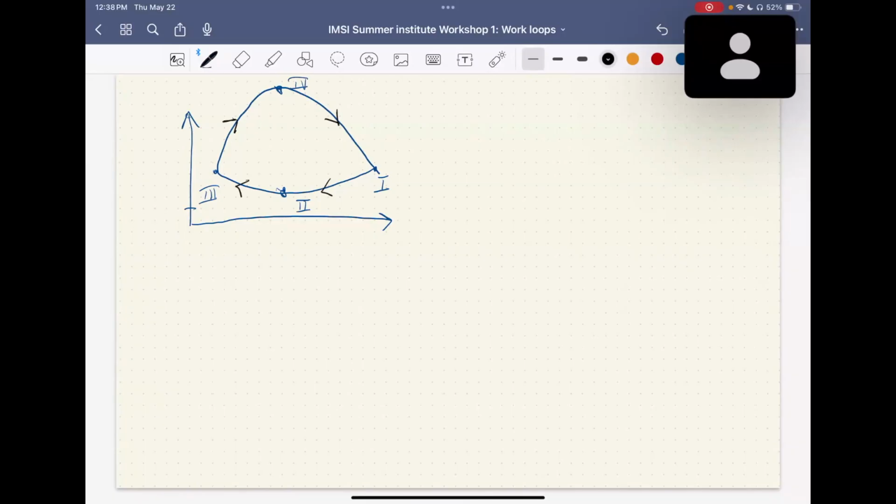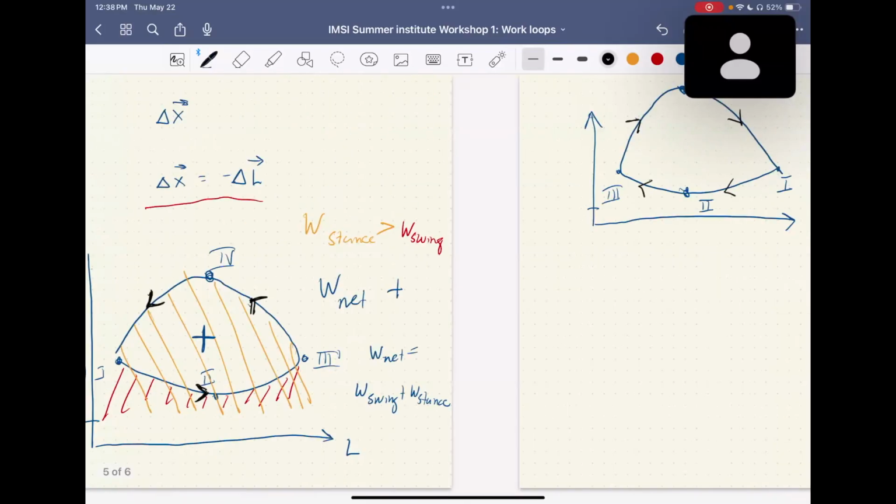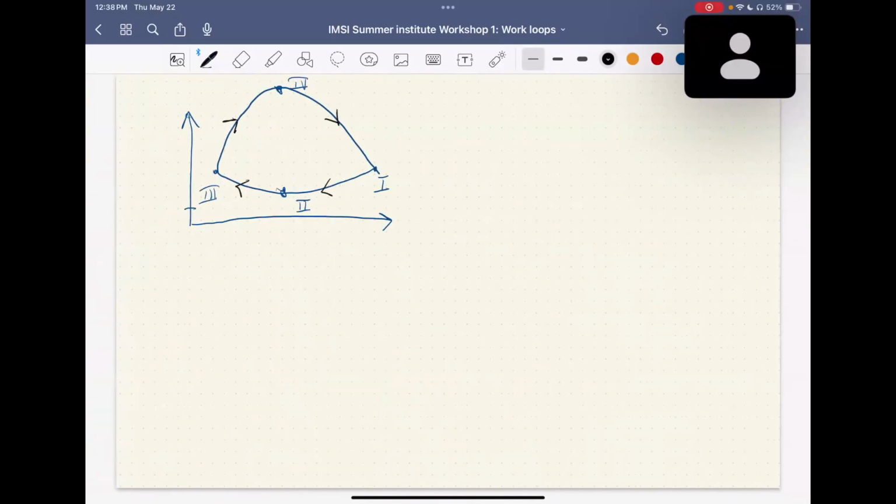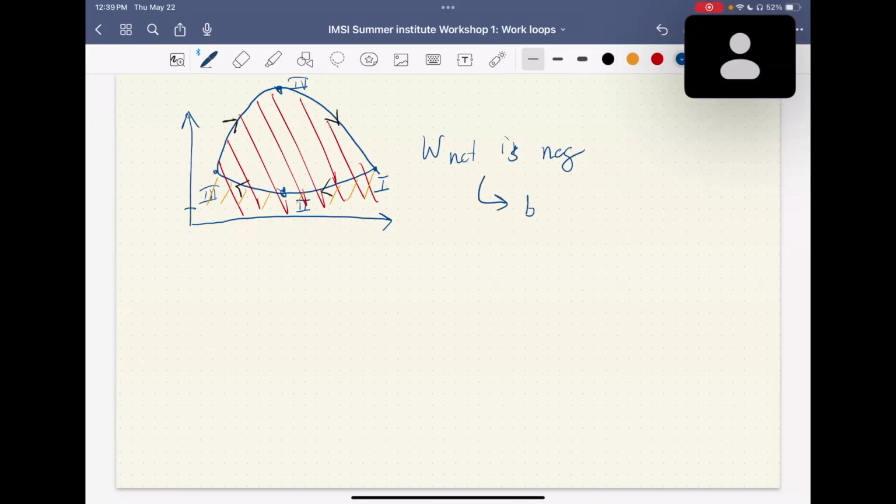And if you calculate out the area, the work during swing is now this area, and the work during stance is this area. And so there's net negative work being done here. And so in this case, what that means is that this muscle is acting like a brake. It's dissipating energy from the system.